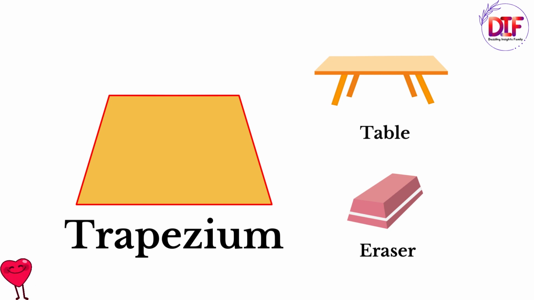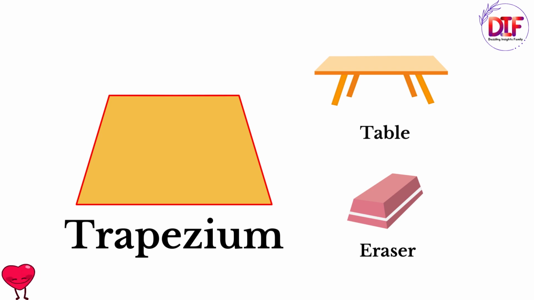Trapezium. Some tables are shaped like a trapezium, and also some erasers are shaped like a trapezium. So the table and the eraser we are seeing on our screen here show us this shape, trapezium. Okay, they are good examples of this shape. You can also take a look around you and see other objects that have this shape.